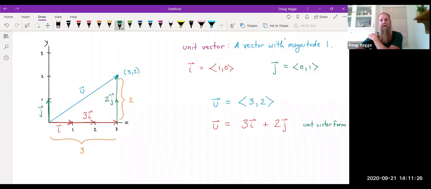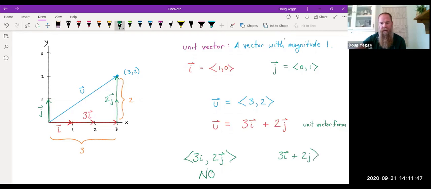So notice when I use unit vector form, I don't say 3i, 2j. That doesn't make sense. That's a big no. We also would not say 3i plus 2j and put that in angle brackets. That's a big no as well. So notice that it's one or the other. You either describe the terminal point of the vector in angle brackets, or you represent the vector as a sum of horizontal and vertical unit vectors.